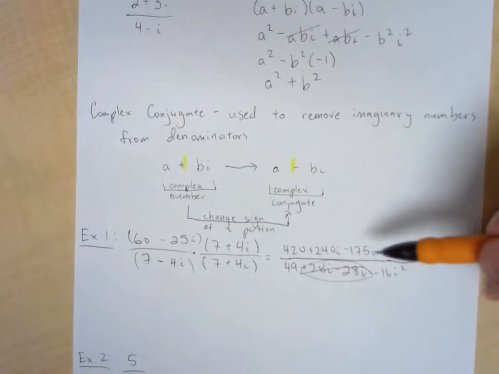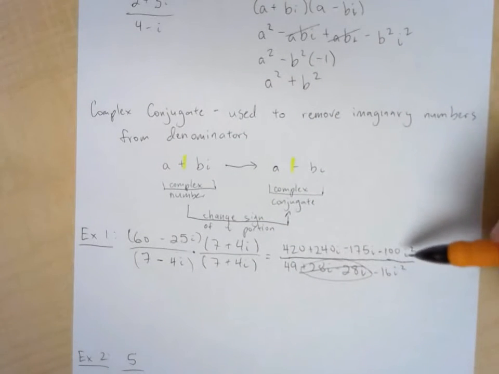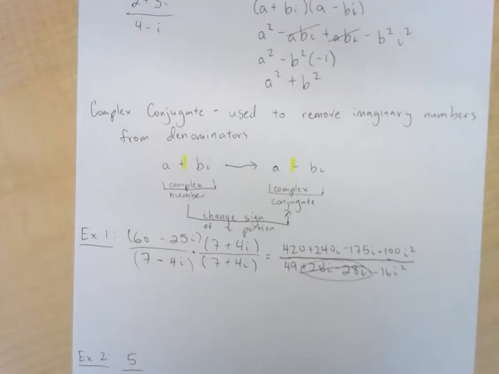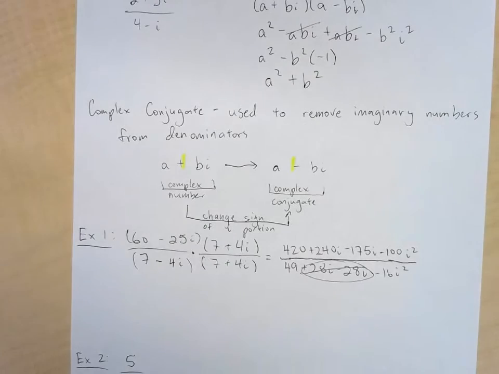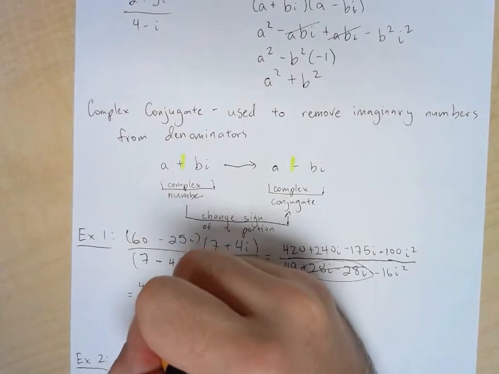Okay, so simplifying. I'm going to combine my like terms in the top. I'm also going to replace i squared with just negative 1. So, sorry about that, folks. It's a little bit out of focus. So I'm going to replace i squared with negative 1. So I've got 420 in the numerator.